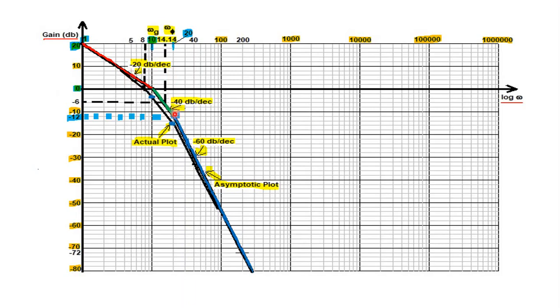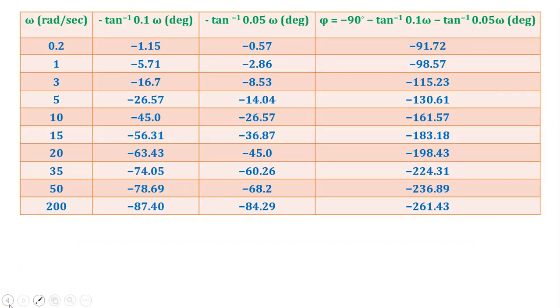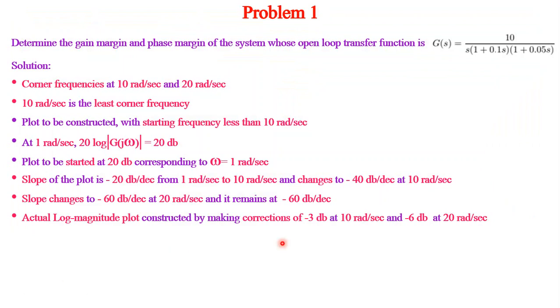At 20, this factor 1 by 1 plus 0.05 s influences minus 3 dB. This factor 1 by 1 plus 0.1 s influences minus 1 dB. So minus 3 minus 1, minus 4 dB. That is what I have said in that slide. Actually this is also minus 4, this is also minus 4.